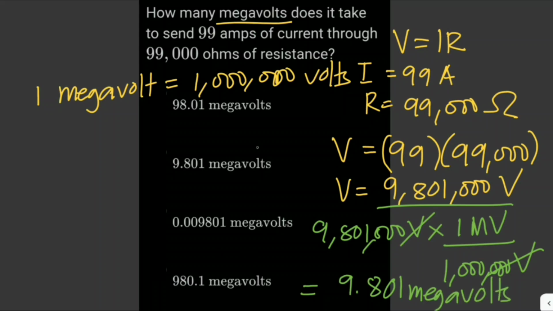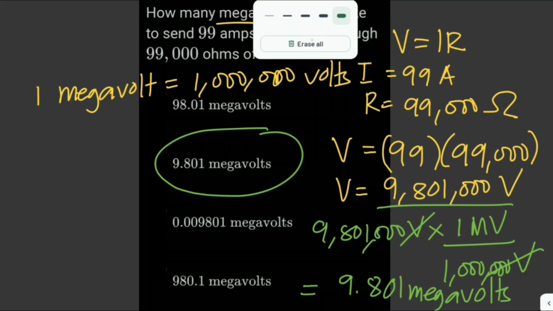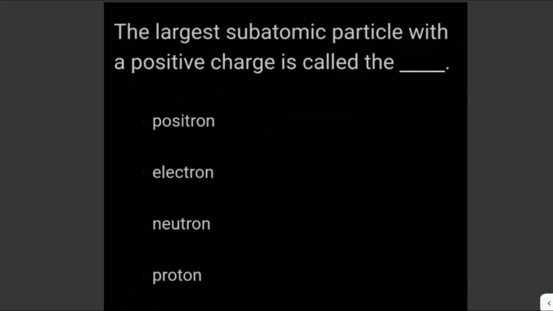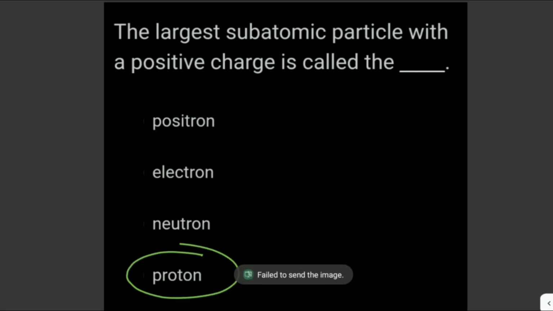So the answer here is this one, 9.801 megavolts. The largest subatomic particle with a positive charge is called the positron, electron, neutron, or proton. The answer here is proton. Actually, the proton and positron are both positively charged subatomic particles, but the proton is larger in size.